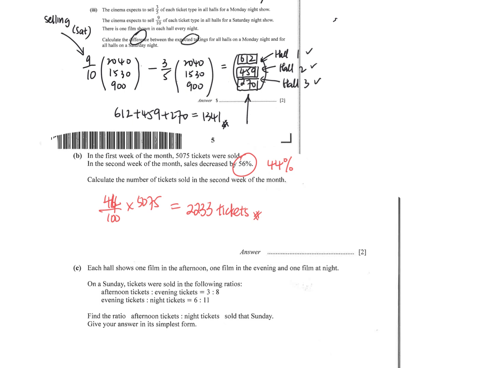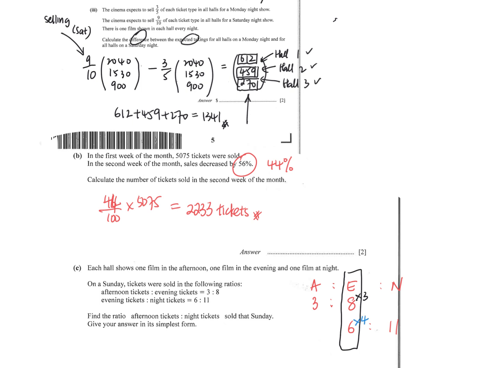Okay, next. They give you some kind of a ratio. Afternoon and evening ticket is in the ratio of 3:8. Evening to night ticket is in the ratio of 6:11. So in order to compare them, you need to make the overlapping unit the same. So both change to 24 units. So this is times 3. This is times 4.